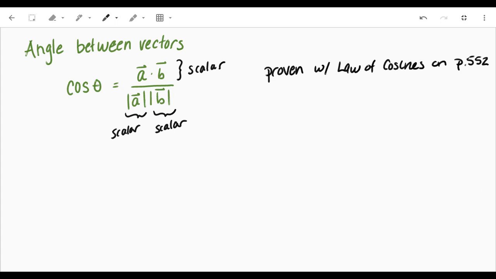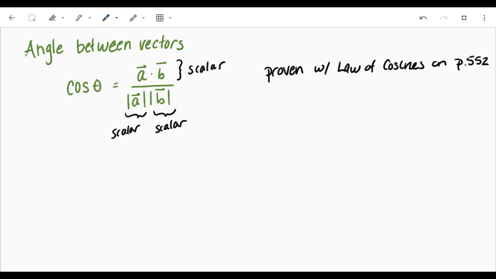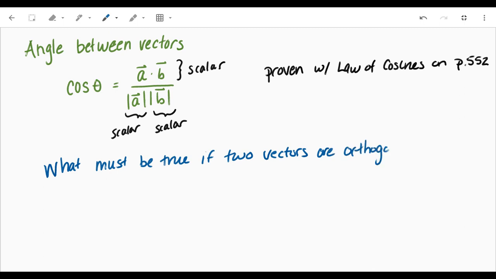But one thing to notice there is, think about this question. What must be true if two vectors are orthogonal, which is kind of a fancy word for perpendicular? Okay, in other words, the angle between them is 90 degrees.